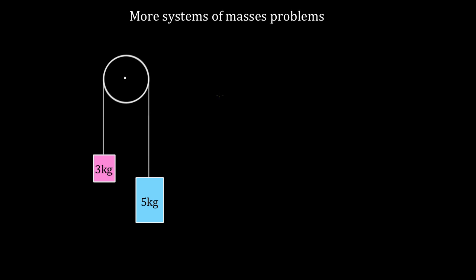Let's solve some more of these systems problems. If you remember, there's a hard way to do this and an easy way to do this. The hard way is to solve Newton's second law for each box individually and then combine them, and you get two equations with two unknowns. You try your best to solve the algebra without losing any signs, but let's be honest, it usually goes wrong.